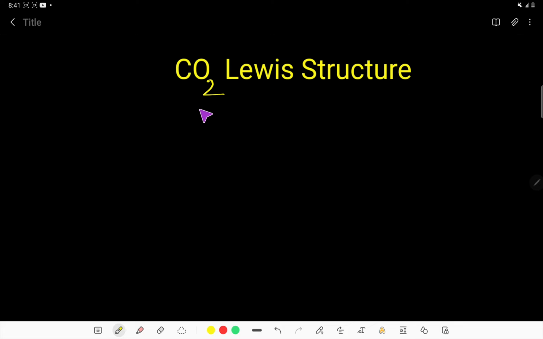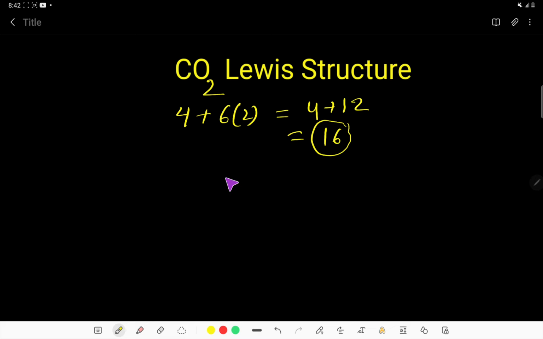In this video, we are going to talk about how to draw the Lewis structure of carbon dioxide. At first, we have to find out the valence electrons for carbon dioxide. Carbon is an element of group 4A, that is why it has 4 valence electrons, and oxygen is an element of group 6A, that is why it has 6 valence electrons. But here we have 2 oxygen atoms, so you have to multiply by 2. In total you have 16 valence electrons, right?